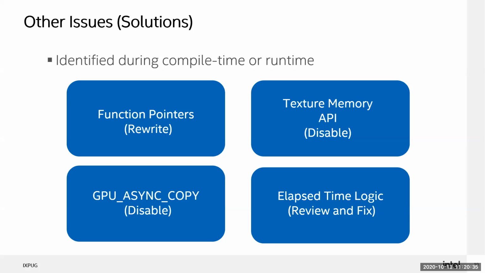GPU async copy was another variable I disabled because this relied on NVIDIA's device capabilities, like host memory mapping. There is no equivalent functionality for Gen 9 graphics, and so that is why I had to disable the code for GPU async copy. It was a compile time variable, and disabling it was as simple as turning a bit from 1 to 0. And to my surprise, there was some timing logic in the code which did not migrate as I expected, and so I had to review and fix that as well.